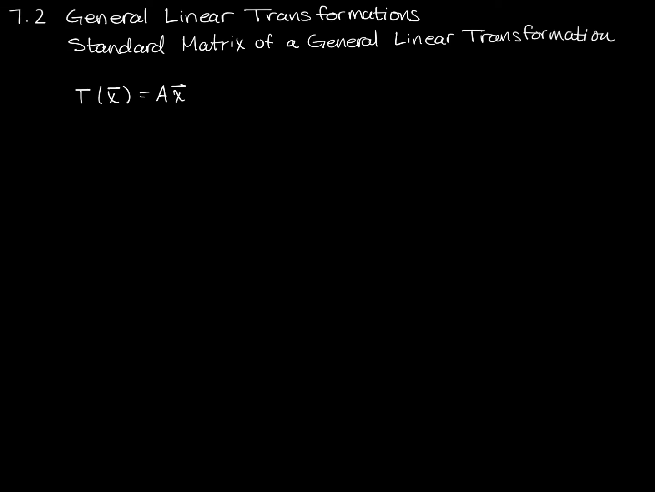Remember that the standard matrix for a transformation is the matrix A that defines the transformation T. Back in 7.1, we had a participation activity, 7.1.5, about finding the standard matrix for a transformation that mapped R2 onto R3. They, in fact, gave us the transformation. They said T of X was equal to this vector, right?